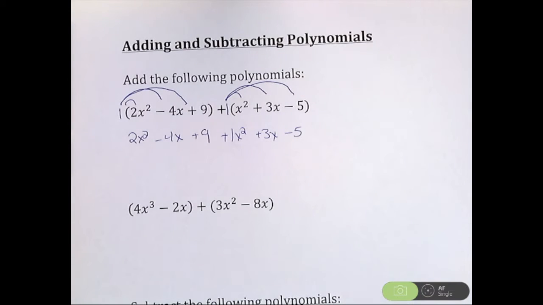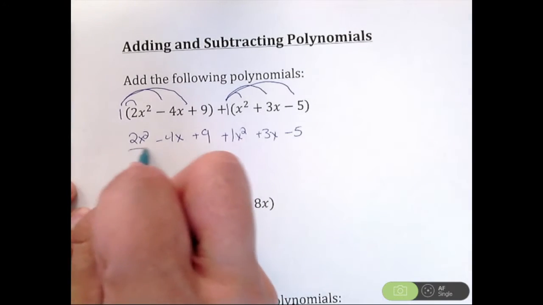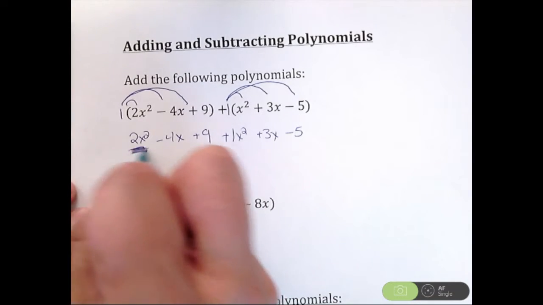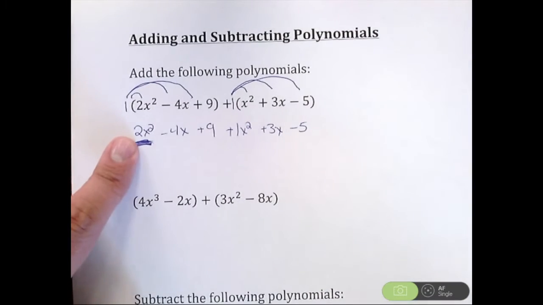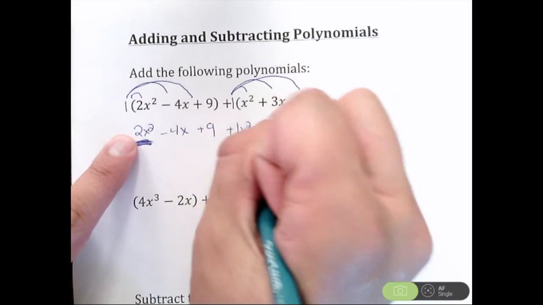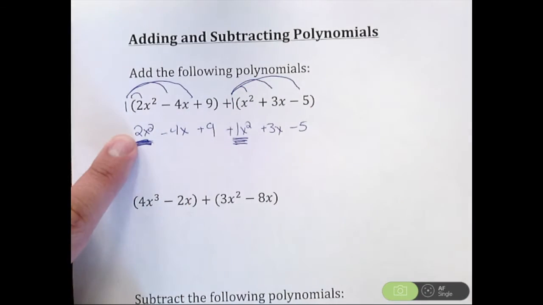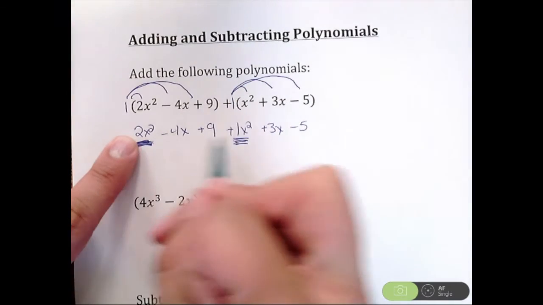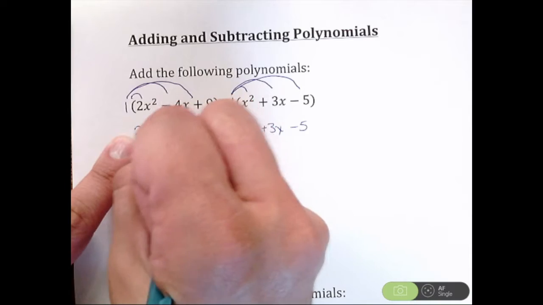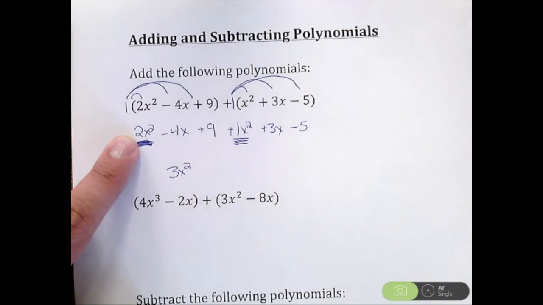We want to add these together, but I want to have my answer in standard form. So I'm going to start with the highest degree and go all the way to the lowest degree. So I'm going to go to the highest exponent to the lowest. So we're just combining like terms, meaning if I have a 2x squared there, that looks like one of my highest powers, this can only combine with other terms that have x squared. So 2x squared plus 1x squared is 3x squared. And I'm just going to keep going down.